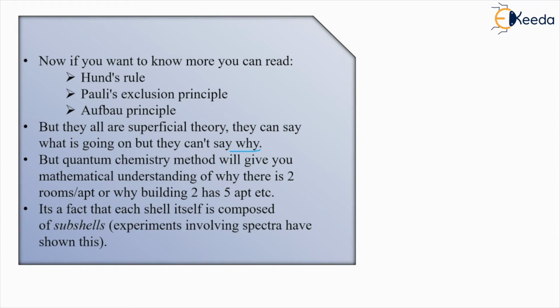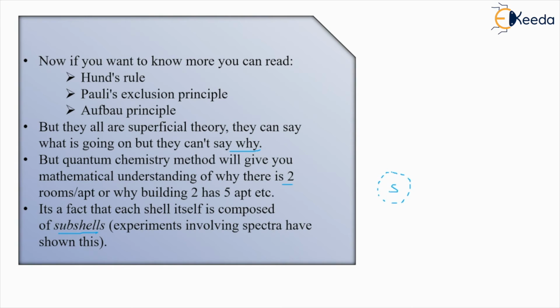But quantum chemistry methods will give you a mathematical understanding of why there are 2 rooms. That means basically 2 apartments, 2 rooms which have a particular set of electrons. We are using a metaphor of rooms and apartments for orbitals, orbits and electrons. It's a fact that each shell itself is composed of subshells, and experiments have shown how different subshells look. We have already seen the S, P, D, and F. We have already seen the orbits.